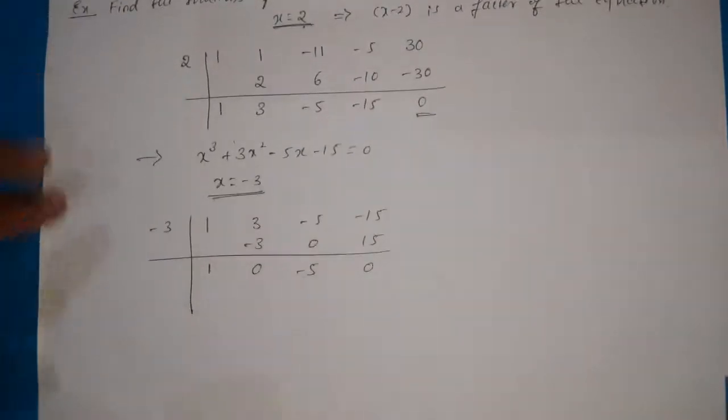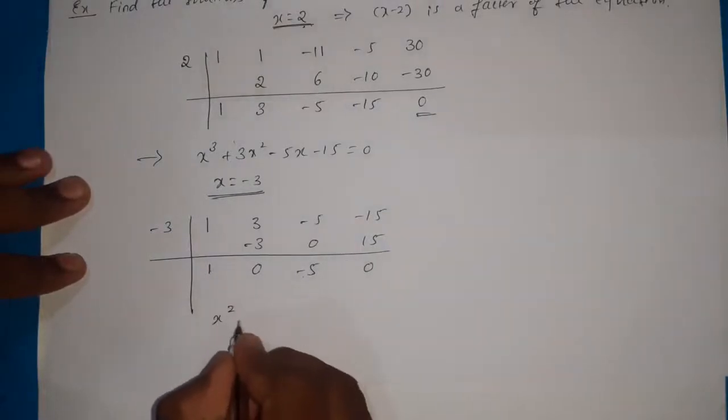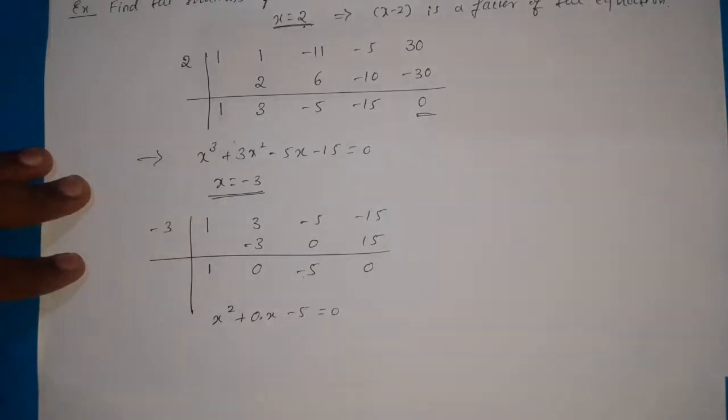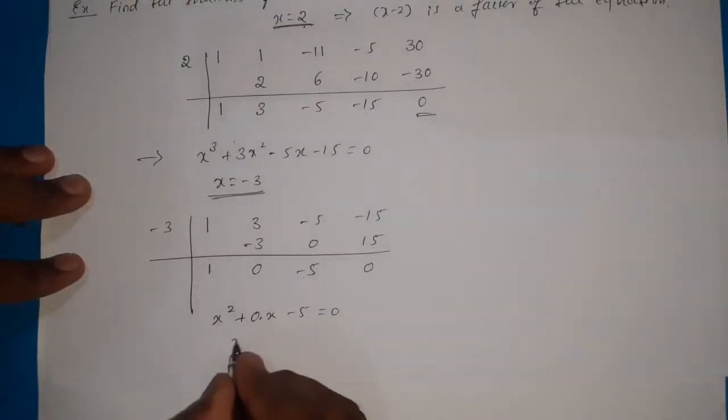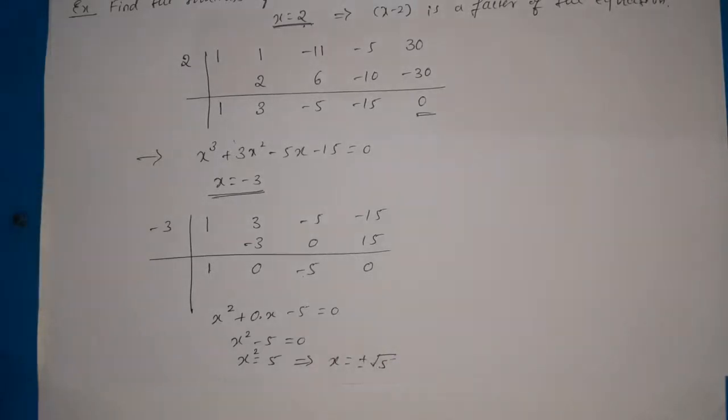Then the next lower order equation, here it is cube, then here it becomes square. So here x square plus 0 into x minus 5 is equal to 0. So therefore here 0 into x means that is 0 only. Then x square minus 5 equal to 0, x square equal to 5, it implies x equal to plus or minus root 5.